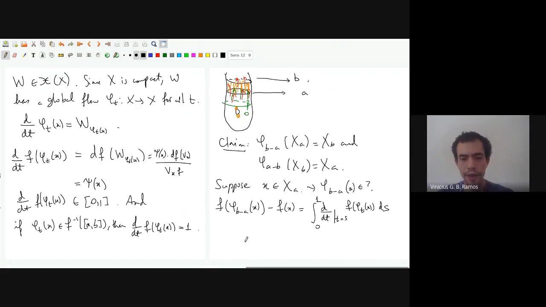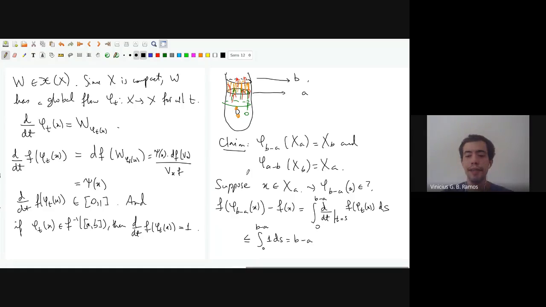And this thing in here is going to be less than or equal to 1. So this is less than or equal to the integral from 0 to 1 of 1 ds. Oh sorry, this is the integral from 0 to b minus a. And this is b minus a. So this means that this difference is less than or equal to b minus a.